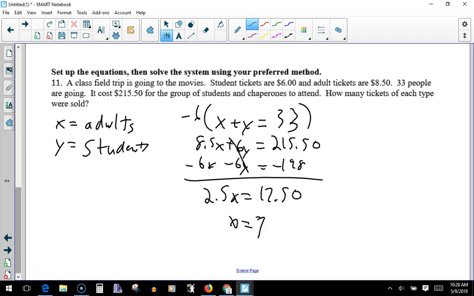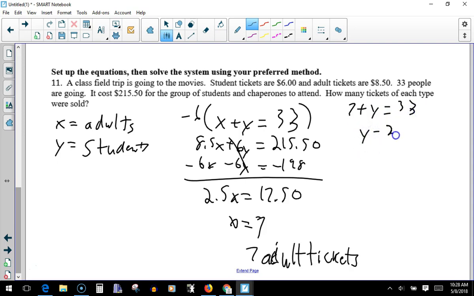So right now I know 7 adult tickets. Now I need to plug that 7 in. The easiest one is the first one. 7 plus y equals 33. Subtract 7, y is 26. So that means 7 adult and 26 student tickets.